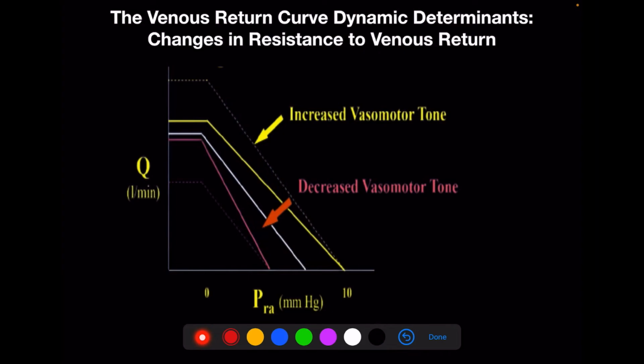What happens is, if there is an increased vasomotor tone, it not just increases the venous return, it also changes the slope. So there is a slight change in the slope apart from the change in the venous return. Even though there is an increase in the venous return, the slope goes down. The opposite happens when there is a decreased venous return. The slope becomes steeper as the venous return is reducing.